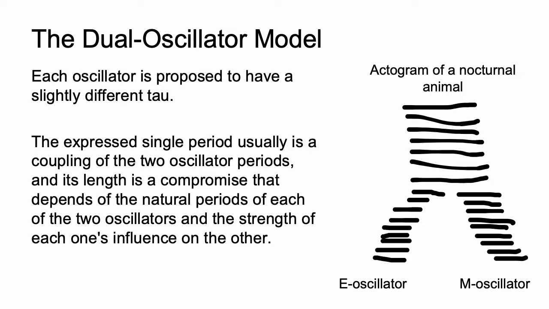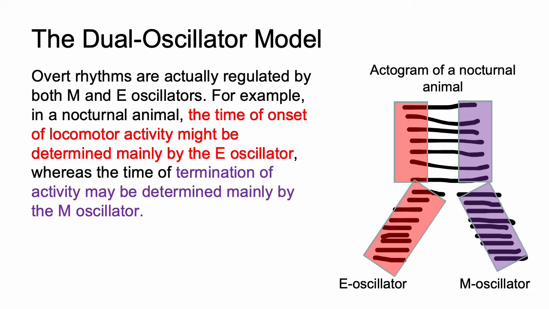So here I have just a rough, drawn image of an actogram of a nocturnal animal, and you can see here that, for whatever reason, the single rhythm splits into its two separate oscillators. We have the evening oscillator to the left, because this is a nocturnal animal, and the M oscillator, the morning oscillator, to the right. We'll continue to look at this to understand what it's doing.